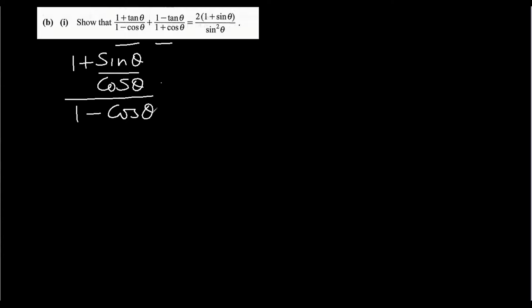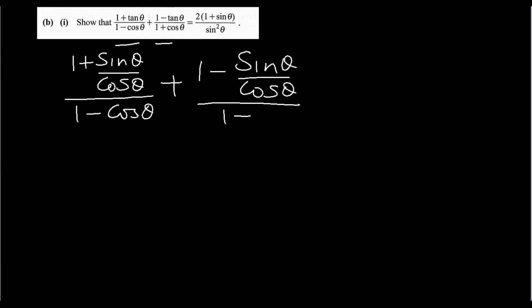Next, show that this identity exists, meaning left is equal to right. So we can see that there are two terms on the left and there is only one term on the right. That means we have to club the two terms on the left to get the right one. Also, on the right side, there is only sine theta. That means this tan theta should be changed to sine over cos. Let's do that. 1 plus sine over cos over 1 minus cos theta plus 1 minus sine over cos theta over 1 plus cos theta.